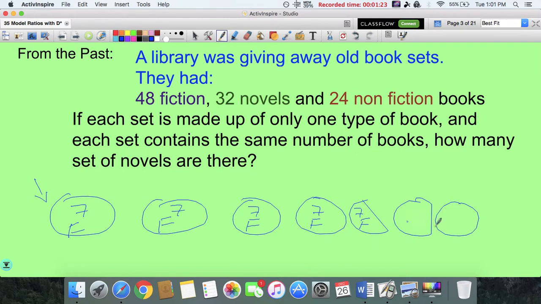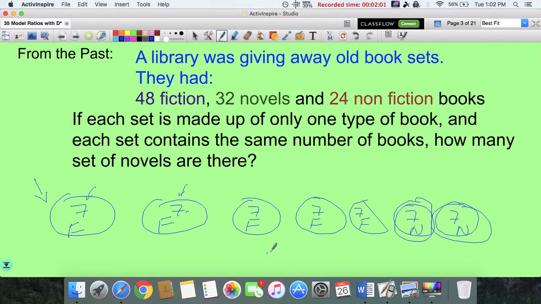Likewise, these are the novels. This bag has only novel books, and it has to have 7 books as well. And 7 is just an example, right? So I want to separate them into sets and make sure that each set has only one type of book, but all sets should have the same number of books. If you end up having 5 sets of fiction, that's okay, but every set has 7 books, and nonfiction has 7 and 7.